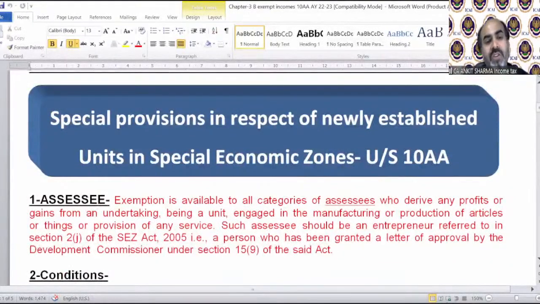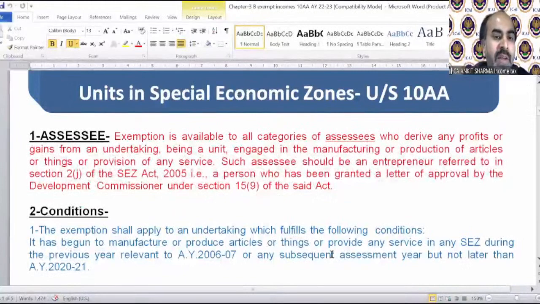Assessee who can claim this deduction. Exemption is available to all categories of assessee who derive any profit or gains from an undertaking, being a unit engaged in the manufacturing or production of articles or things or provision of any services. So whether you are manufacturing some goods or you are providing services, both can avail the benefit of this. Such assessee should be an entrepreneur referred to in section 2(j) of the SEZ Act, who has been granted a letter of approval by the Development Commissioner under section 15(9).